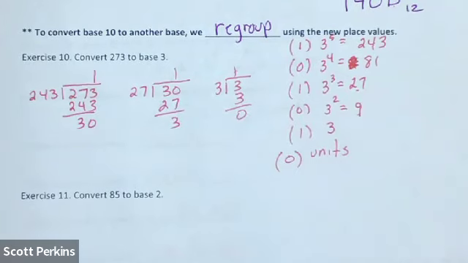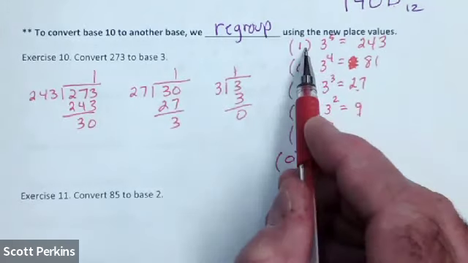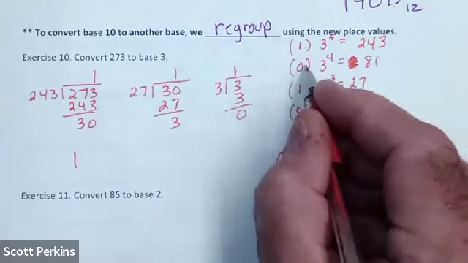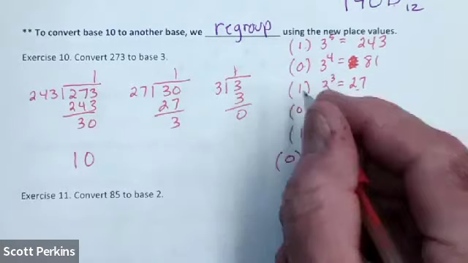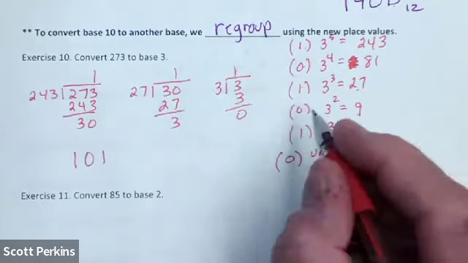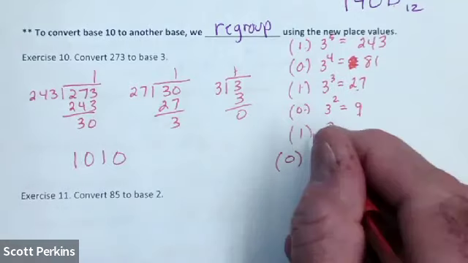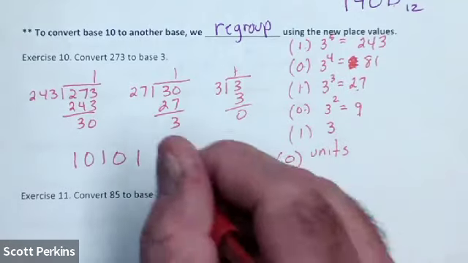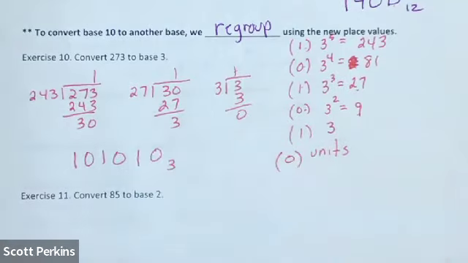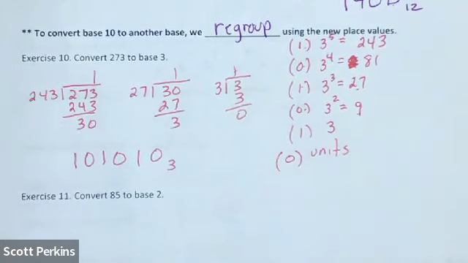And so now when I go to write the answer, I'm just summarizing my places. So I've got one group of 243. I've got zero groups of 81. I've got one group of 27. I've got zero groups of 9, one group of 3, 0 units, and that is base 3. So 101010 base 3.